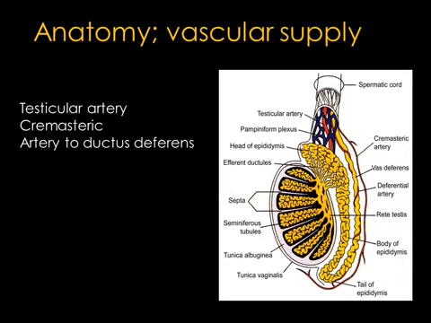Vascular anatomy. The arterial supply to the scrotal sac and contents arises from three sources: the testicular artery, the cremasteric artery, and the artery to the ductus deferens. The testicular artery is a direct branch of the abdominal aorta that enters the scrotum through the spermatic cord. The cremasteric artery is a branch of the inferior epigastric artery supplying the scrotal sac and coverings of the spermatic cord. And the artery to the ductus deferens arises from the superior vesical artery.